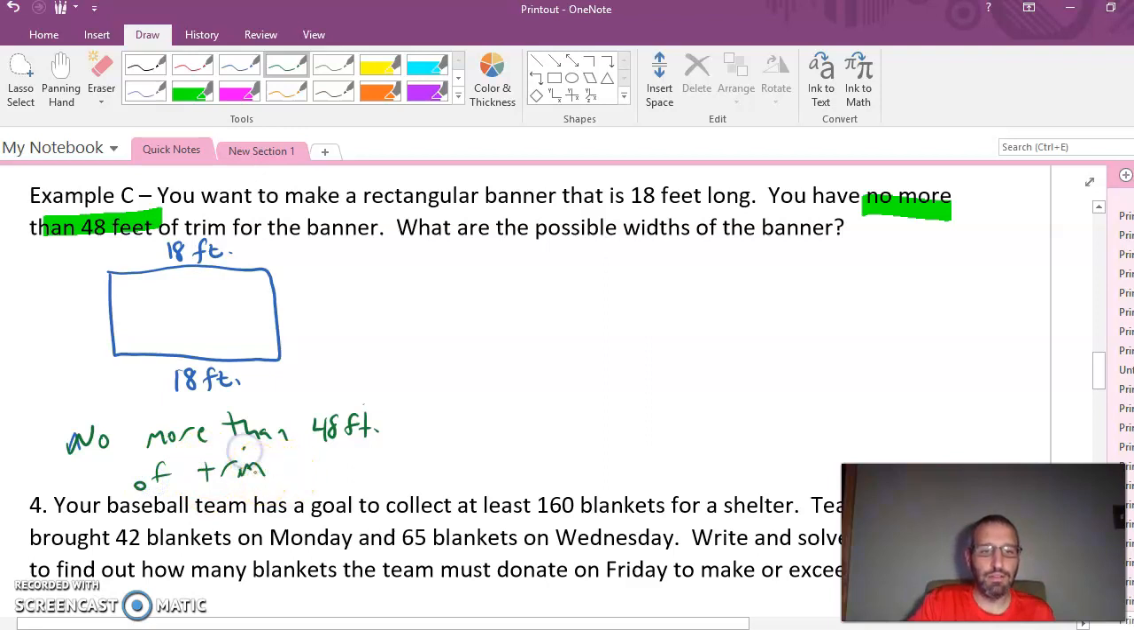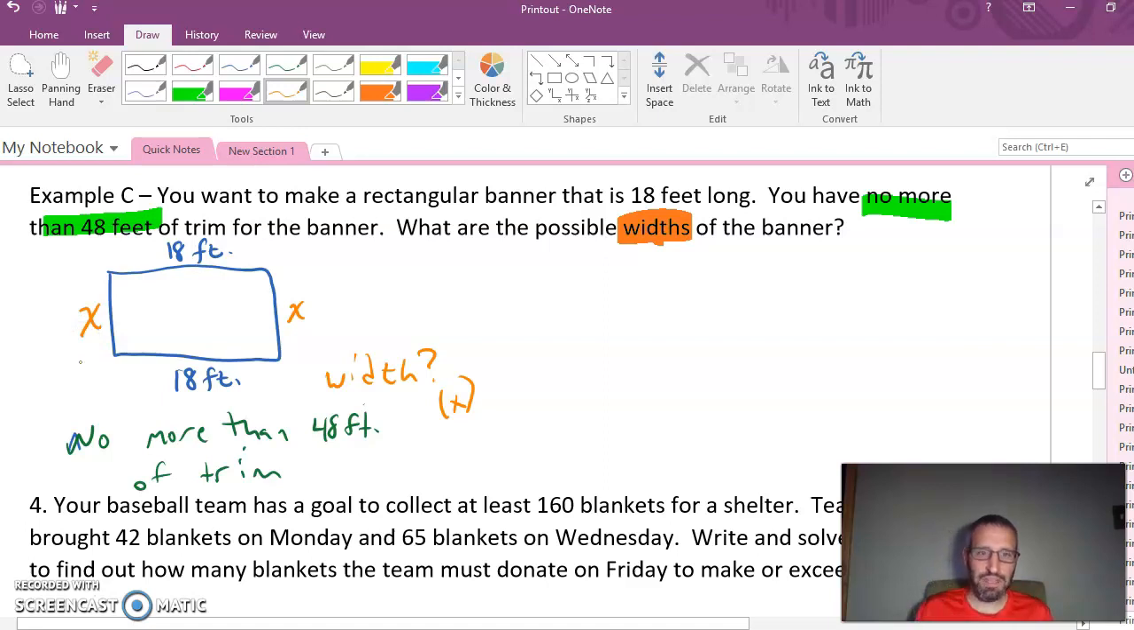Oops, forgot my eye. Write that again. Okay, and we want to know what the possible widths are, right? Okay, so let's see, width. That is what I'm looking for, right? And that sounds a lot like an x, right? We turn that question into an x.